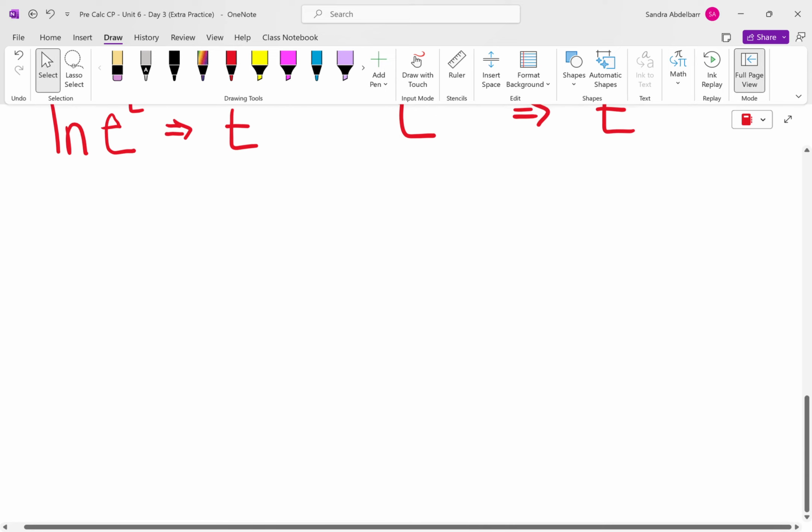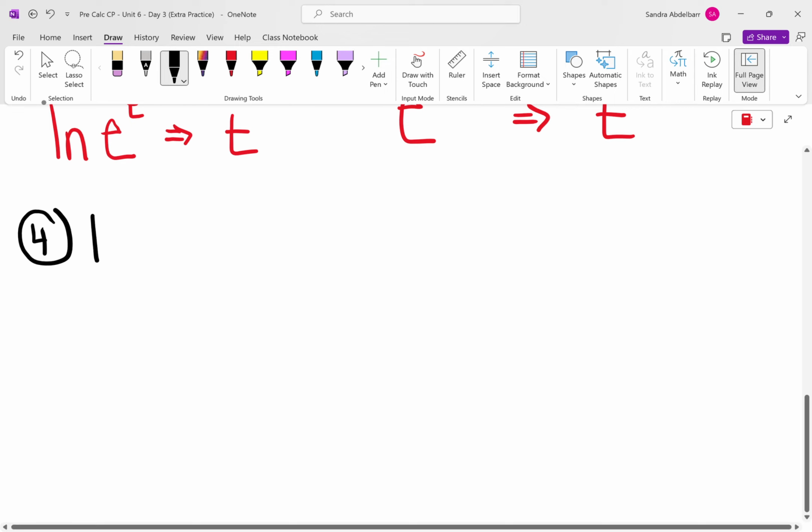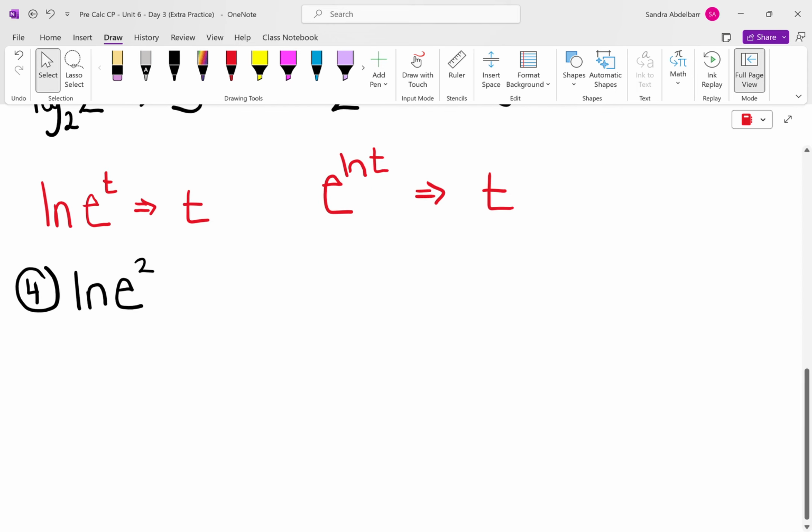All right. So, number 4 from the worksheet. ln of e to the second power. Isn't this a shortcut? Yes, this is just 2.